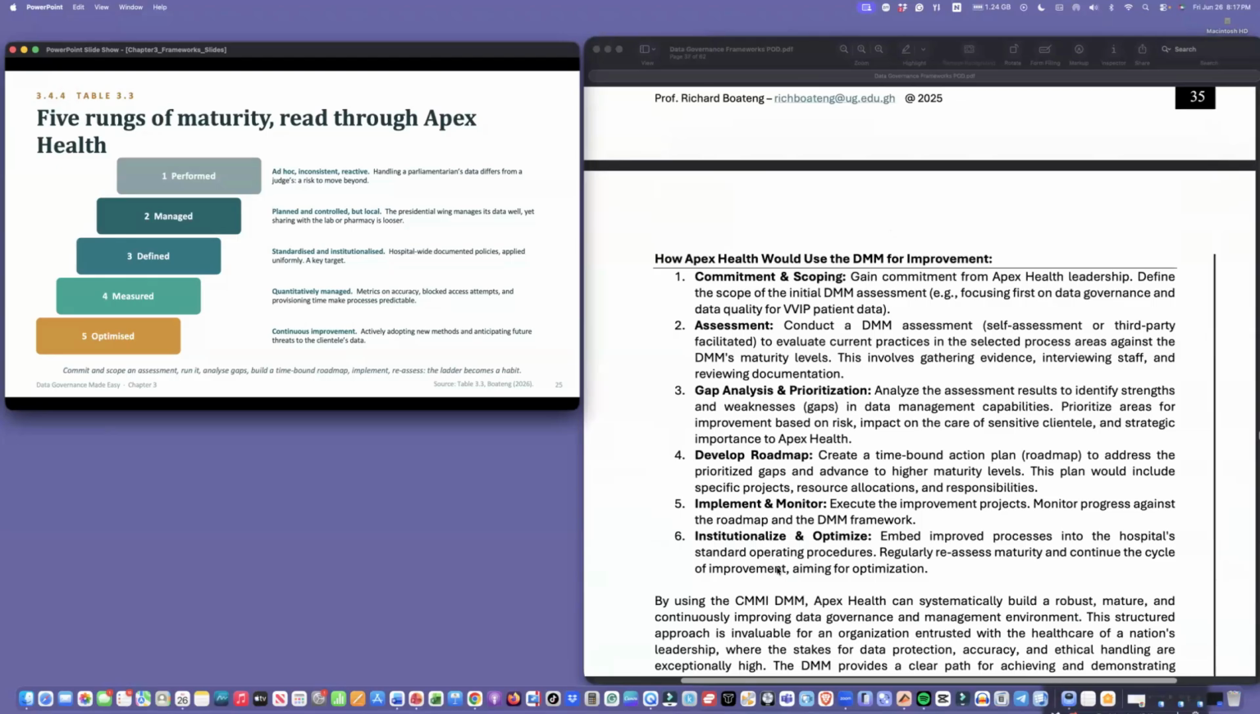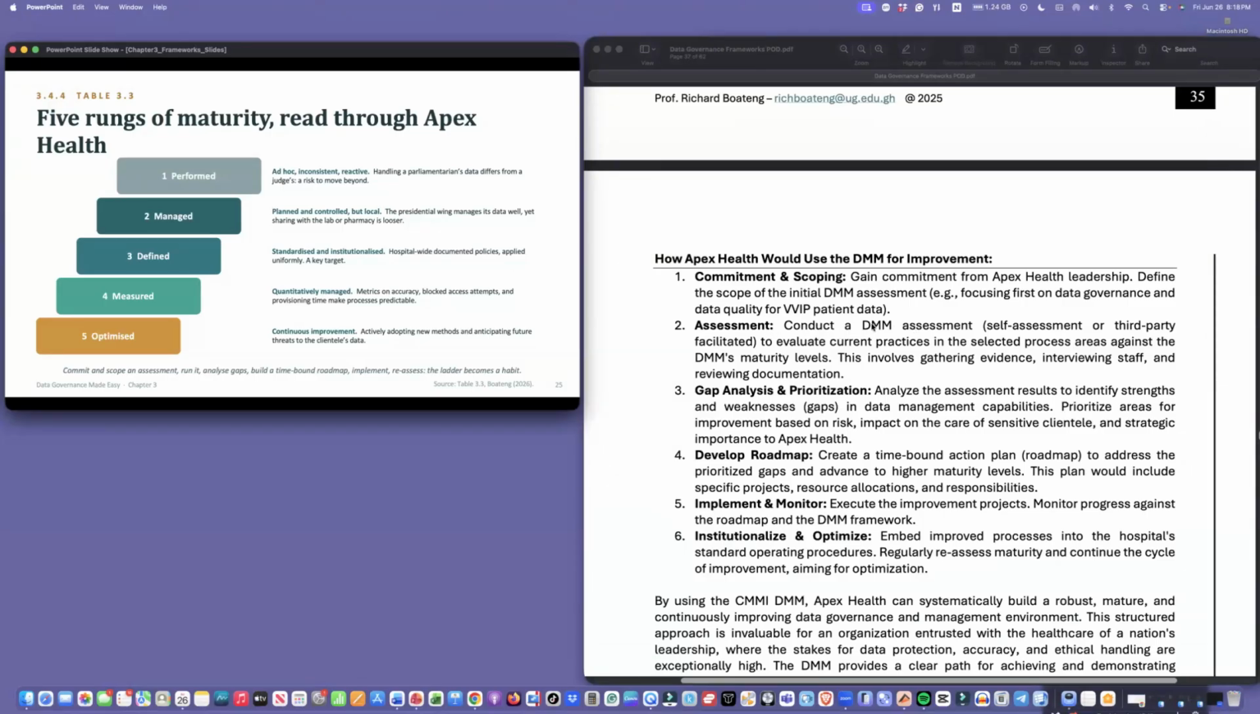Then how will you use the DMM? You start from commitment and scoping, gain commitment from the leadership. Define the scope of your assessment. What are you going to do? Focusing first on data governance and then data quality for VVIP patient data. You can start from the VVIP, then move to another domain.